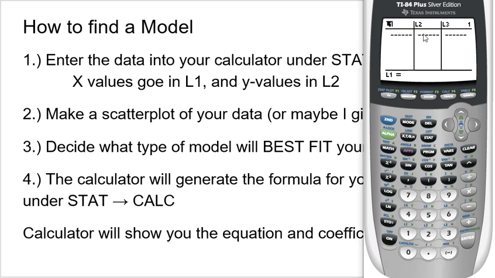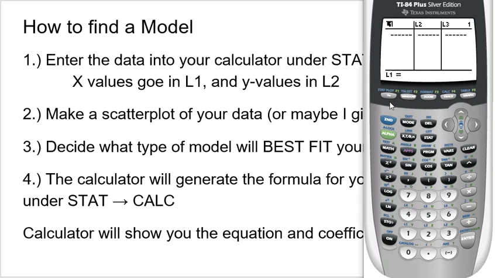Now, everything I do in this video is going to be using list 1 and list 2. You don't have to. You could use list 3 and list 4, but you just have to make some adjustments, and I'll explain that as I go throughout the video. All right, then we actually have to make a scatter plot of our data. In some problems, I might give you the scatter plot, but if you have to find the model, you're going to need to make it on your calculator.